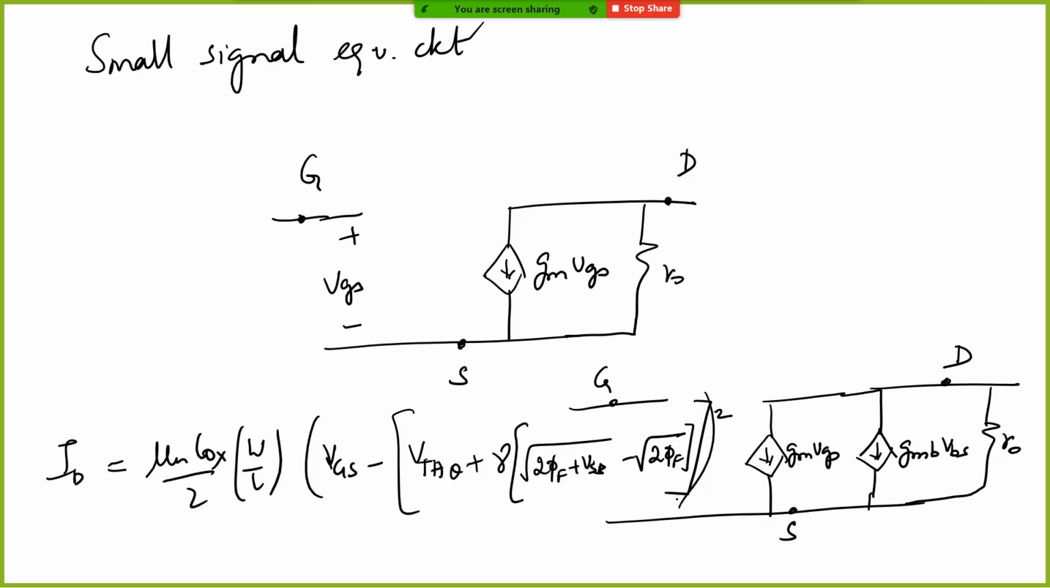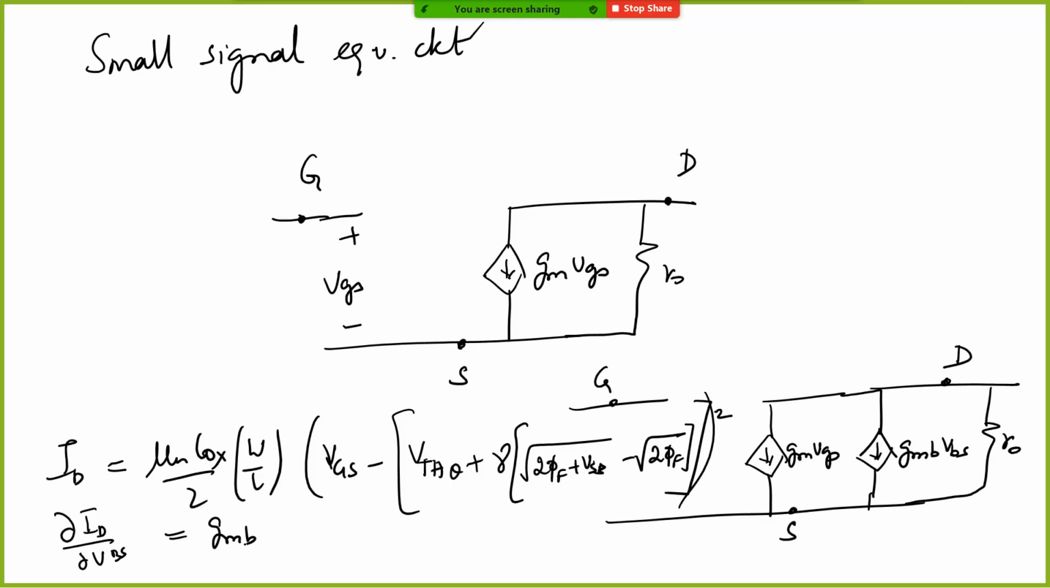So this is your VGS minus VTH the whole square. Now what you can do is find ∂ID/∂VBS, and this is defined as gmb. Usually this is given as a small signal parameter so that you don't have to do this very tedious differentiation. But this is just to give you an idea from where this gmb is coming.